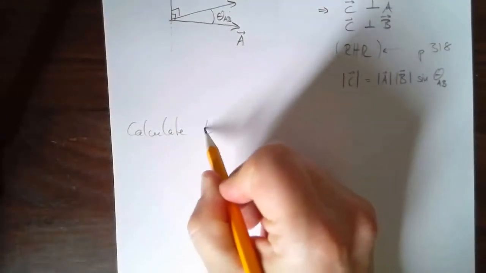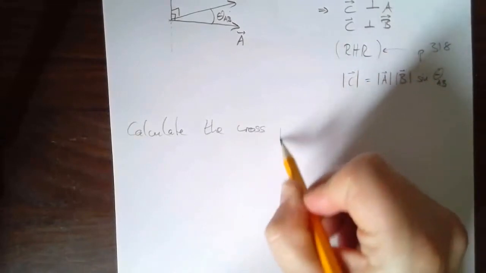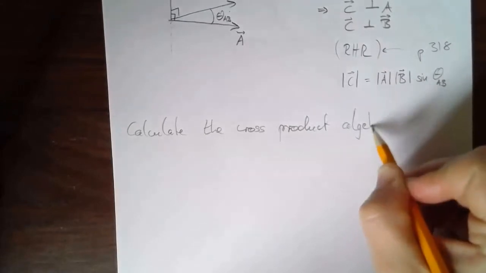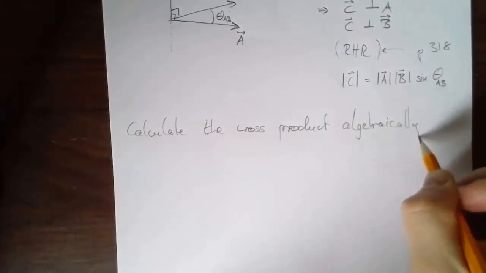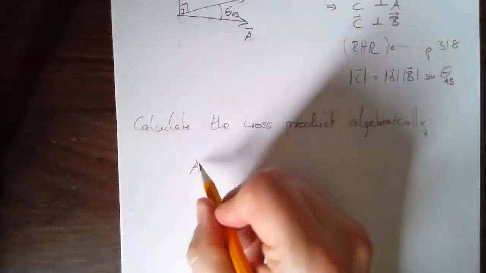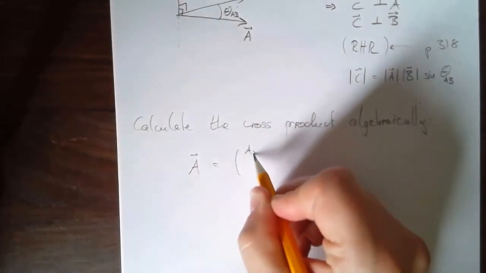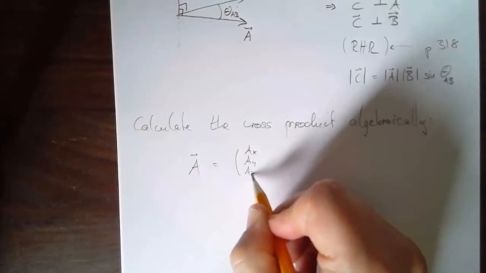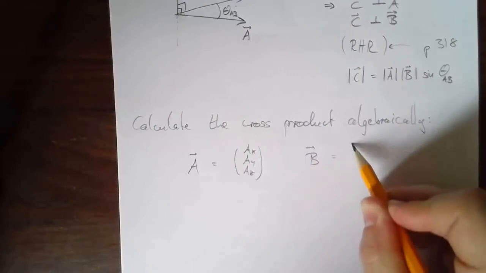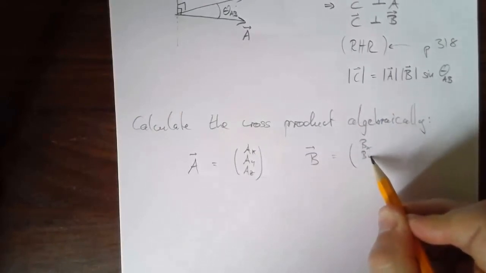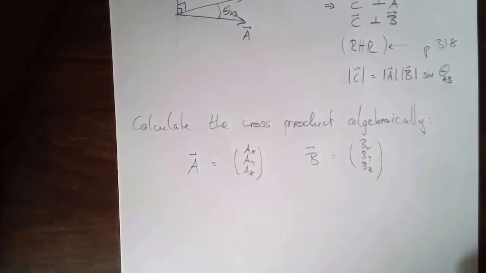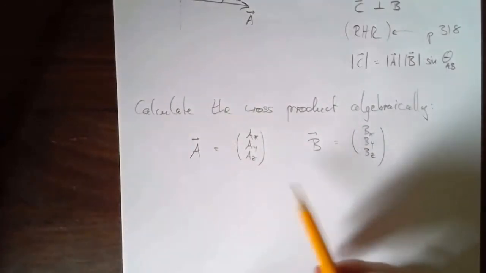Calculate the cross product algebraically. How do I do this? I'll write my vector A as X component, Y component, Z component. You write your B as X component, Y component, Z component. Now you could do the IJK notation as well. You can do any notation you want, but I find this the easiest one to use.